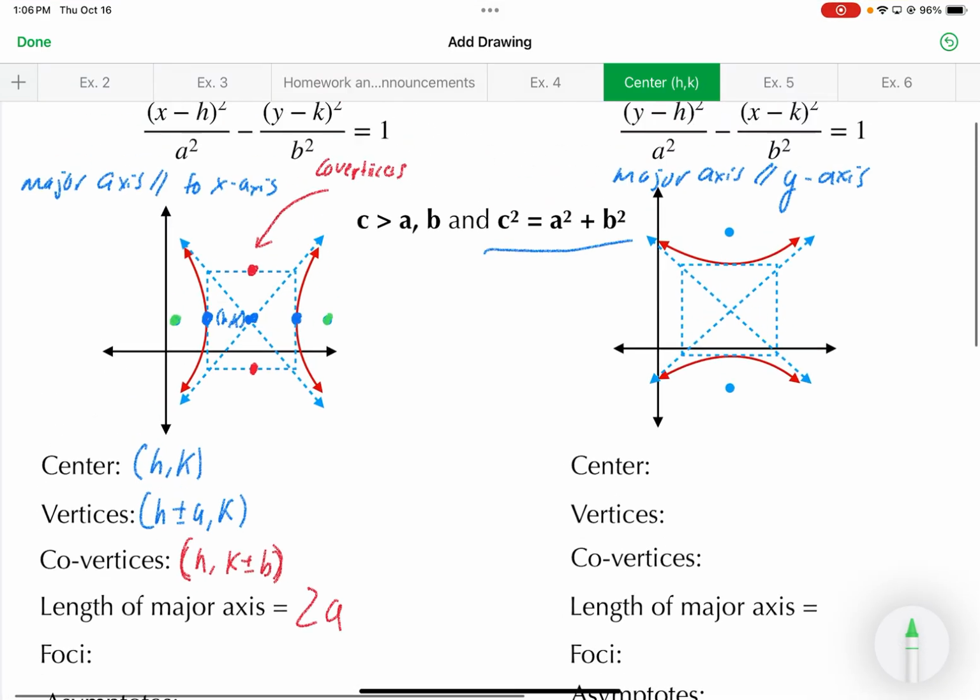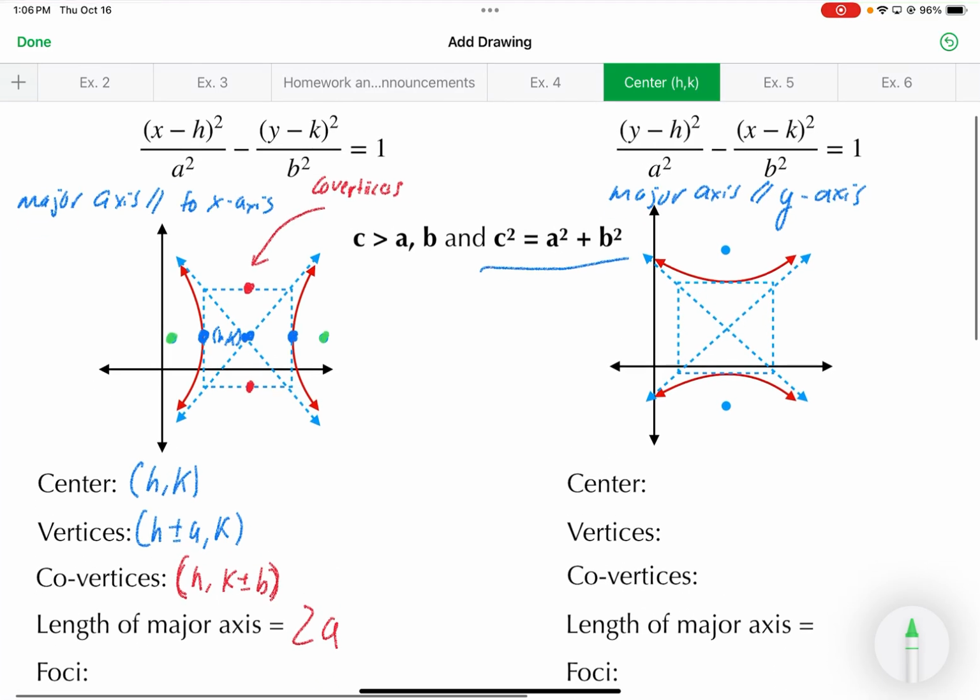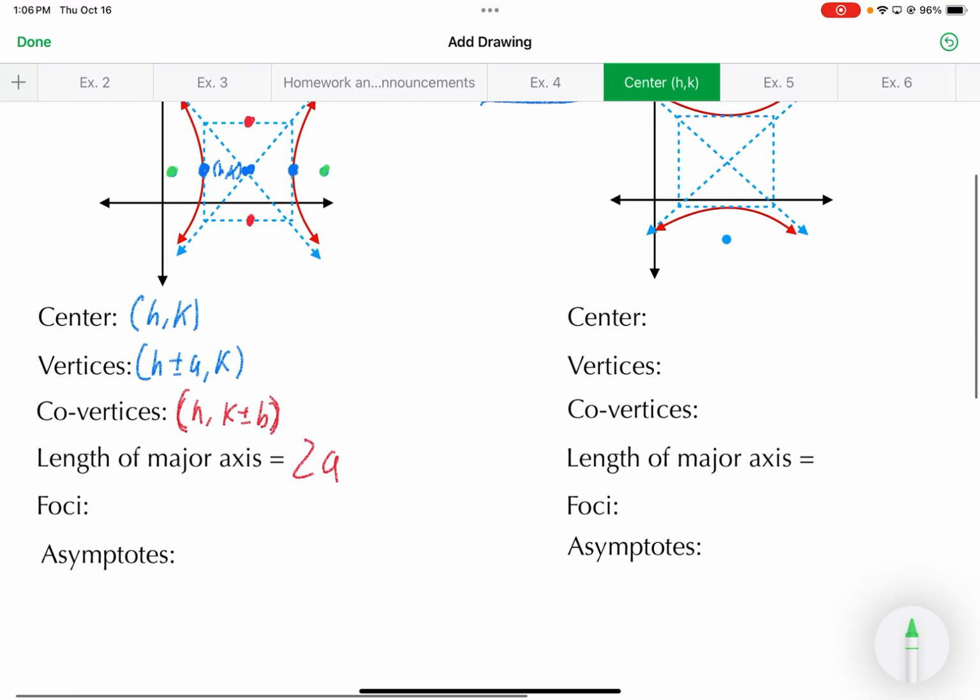All right, so because of that, oh, there's a typo here. I'm going to have to fix that in a second. Okay. Charlie said that my c value affects my x coordinate. So my foci x coordinate would be h plus or minus c. And then my y value is just going to be k.